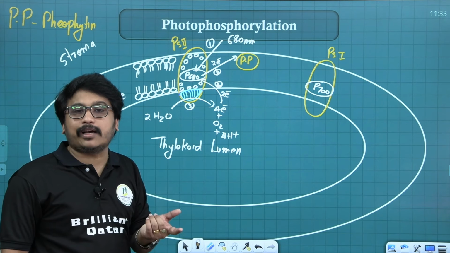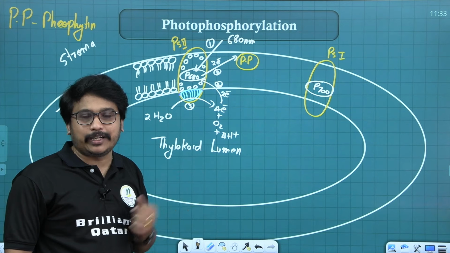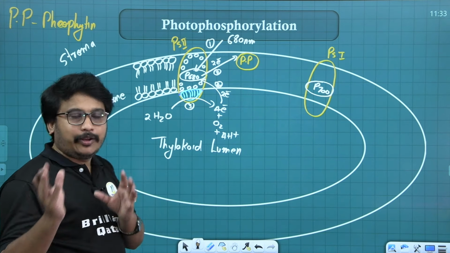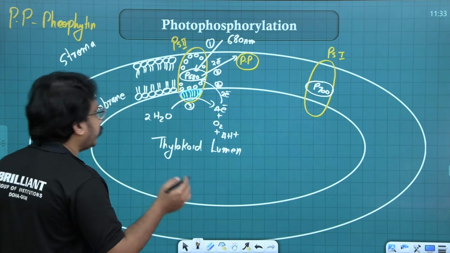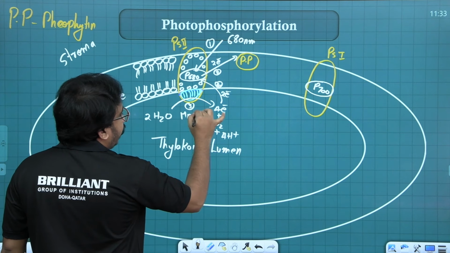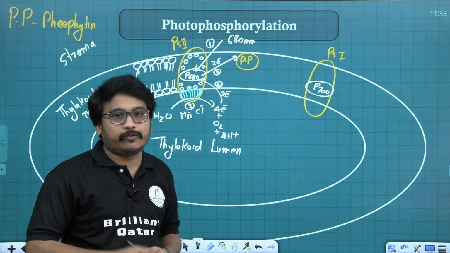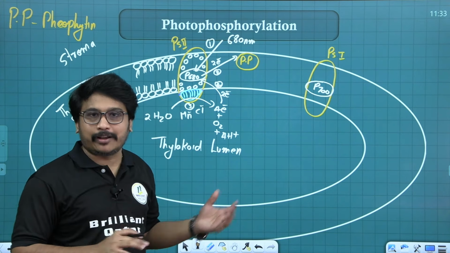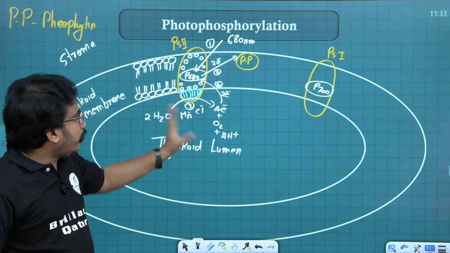Which minerals are involved in photolysis of water? This is actually from the mineral nutrition chapter. Now it is deleted as per our new syllabus. Anyway, you should remember the minerals involved in photolysis of water. One is manganese and the other is chloride. These are the 2 elements associated with photolysis of water. If you want the reference, you have to go to mineral nutrition. So hope you got the 4 steps.